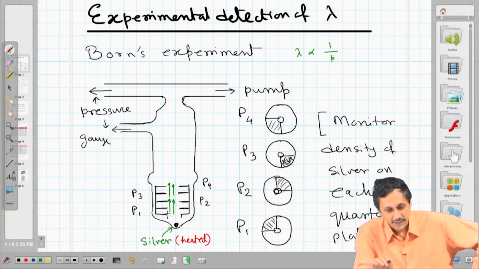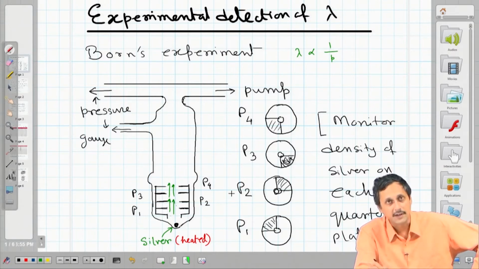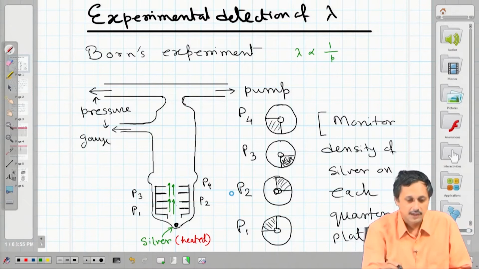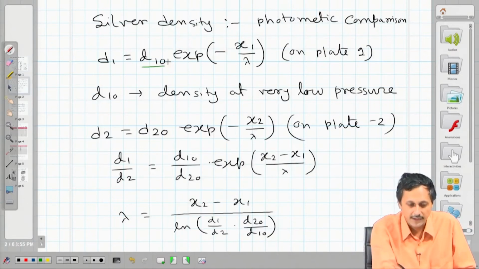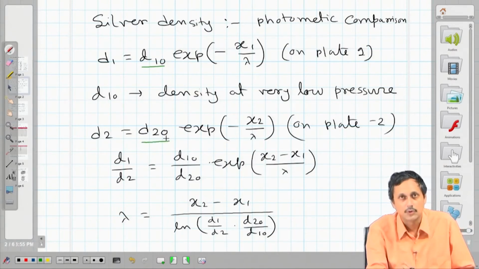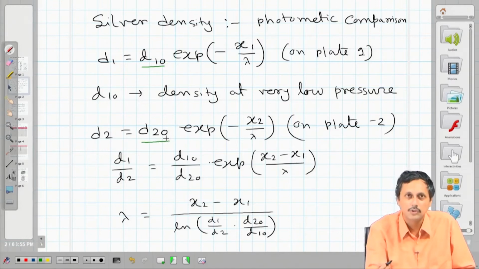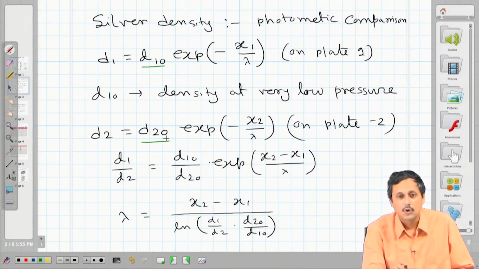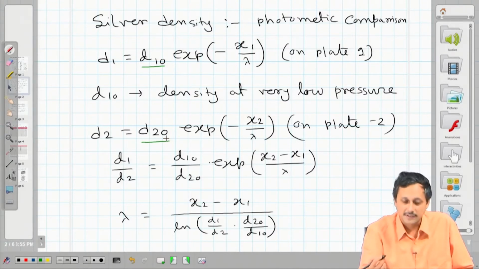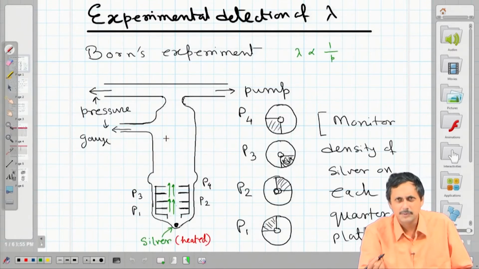So, at very low pressure, whatever deposition rate we get on these plates, we can call D10 and D20. Ideally, D10 and D20 should be identical to each other, but there could be some variation. Now, the pressure is being increased, not by much, but to some extent. As the pressure increases, the mean free path decreases.